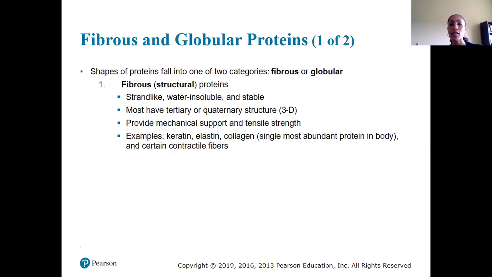Alrighty, so we have two types of proteins. We have fibrous and globular. Our fibrous proteins, we also call structural proteins. They are strand-like, they are not able to dissolve in water, and they tend to be very stable. And that name makes sense. If you think about structural proteins, I know when I think of structural, I think of a framework. So you would want these proteins to be very stable. Most have either that third level or fourth level protein structure, and they provide mechanical support and tensile strength. So examples of fibrous proteins or structural proteins are keratin, elastin, and collagen.